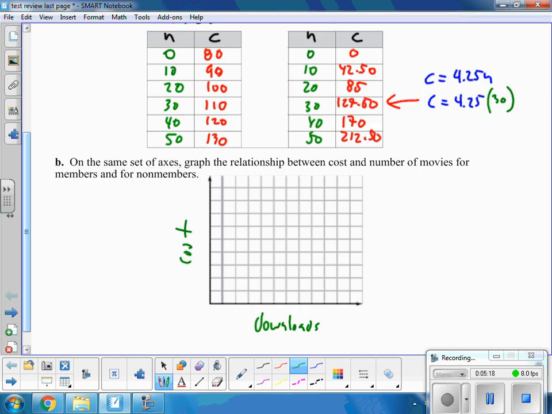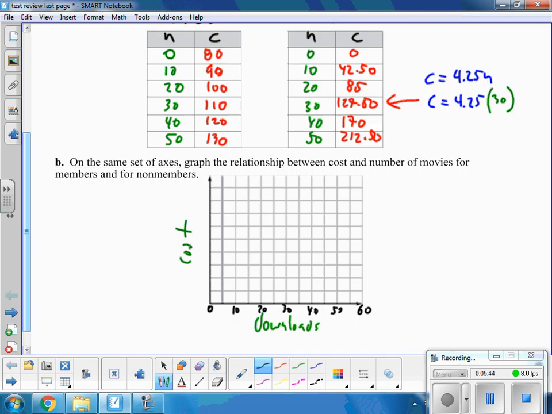When I look at my downloads, it looks like I'm going by tens, so I can go 0, 10, 20, 30, but I'm going to get bunched up here, so I'm going to go by fives: 0, 5, 10, 15, 20, 25, 30, 35, 40, 45, 50, 55, 60. Each one of those being 5.